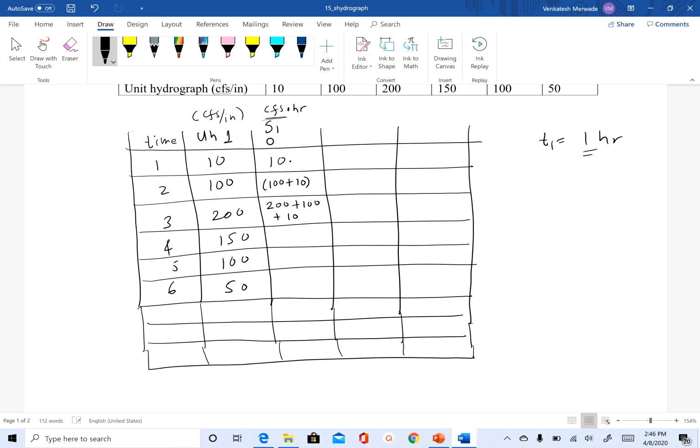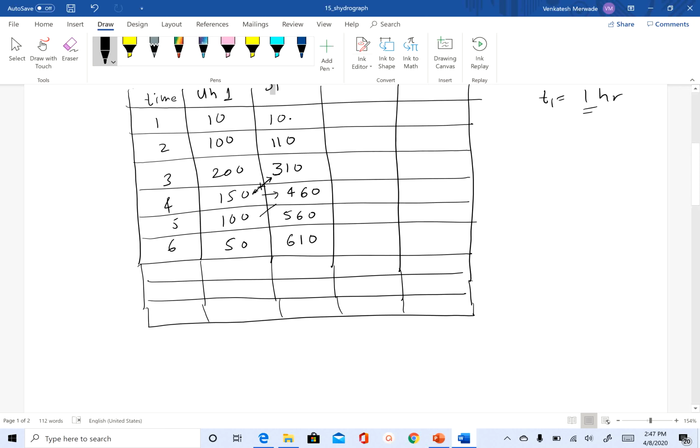So this is how you will do it. Now you know how to do this. I'm just going to erase this and write 110. This will be 310. This will be 150 plus 310. You can add all the values before 150, or you can add these two and you get 460. This will be 460 plus 100, 560. This will be 560 plus 50, 610.